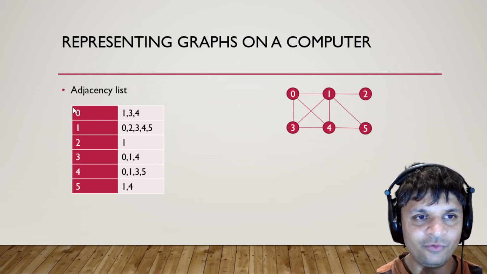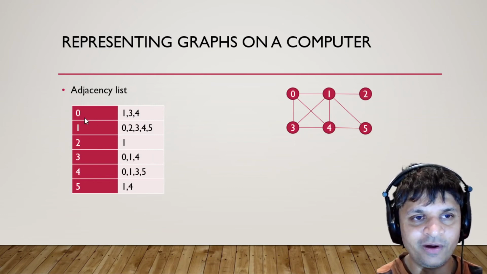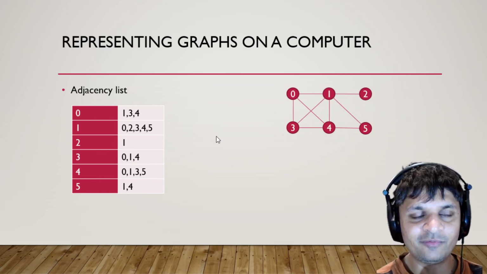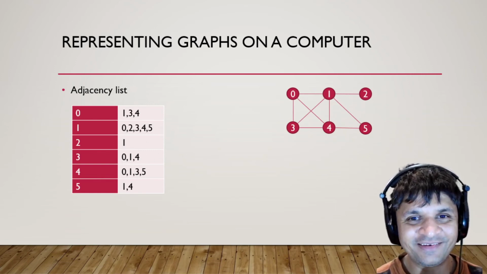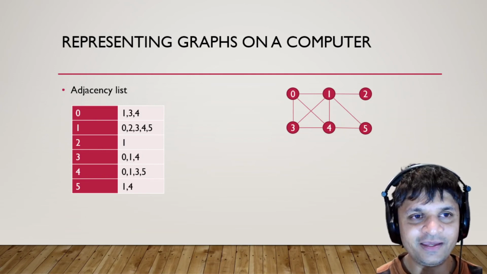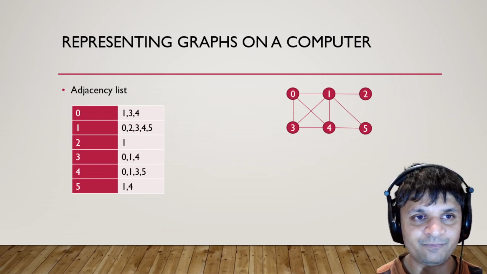So if we look at vertex 0, it has items 1, 3, and 4 in it. What that means is vertex 0 has edges to 1, 3, and 4, and nothing else. Vertex 1 has edges to 0, 2, 3, 4, and 5. Vertex 2 only has an edge to 1. So you'll see it's a more compact representation. But what it's saying is every vertex kind of keeps track of which vertices it's next to.